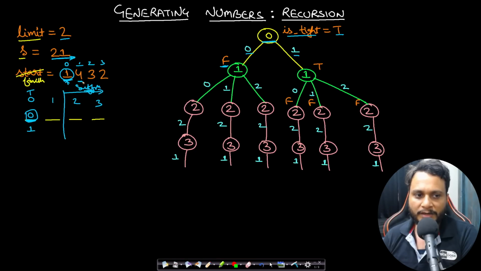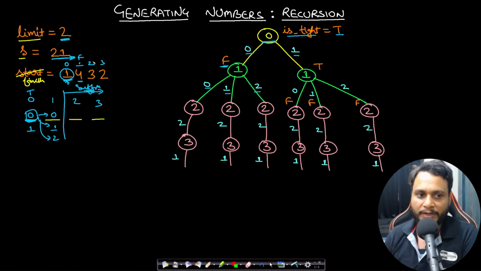Now at position 1, the option will only depend on limit, it will not depend on SAT because the tight value is false. So I'll be going from 0 to 2. That means I can pick 0, 1 or 2 at this position, having picked this 0. Now if I have done that, then I will be going to index 2. Now at this point, nothing matters, tightness and nothing matters at all.